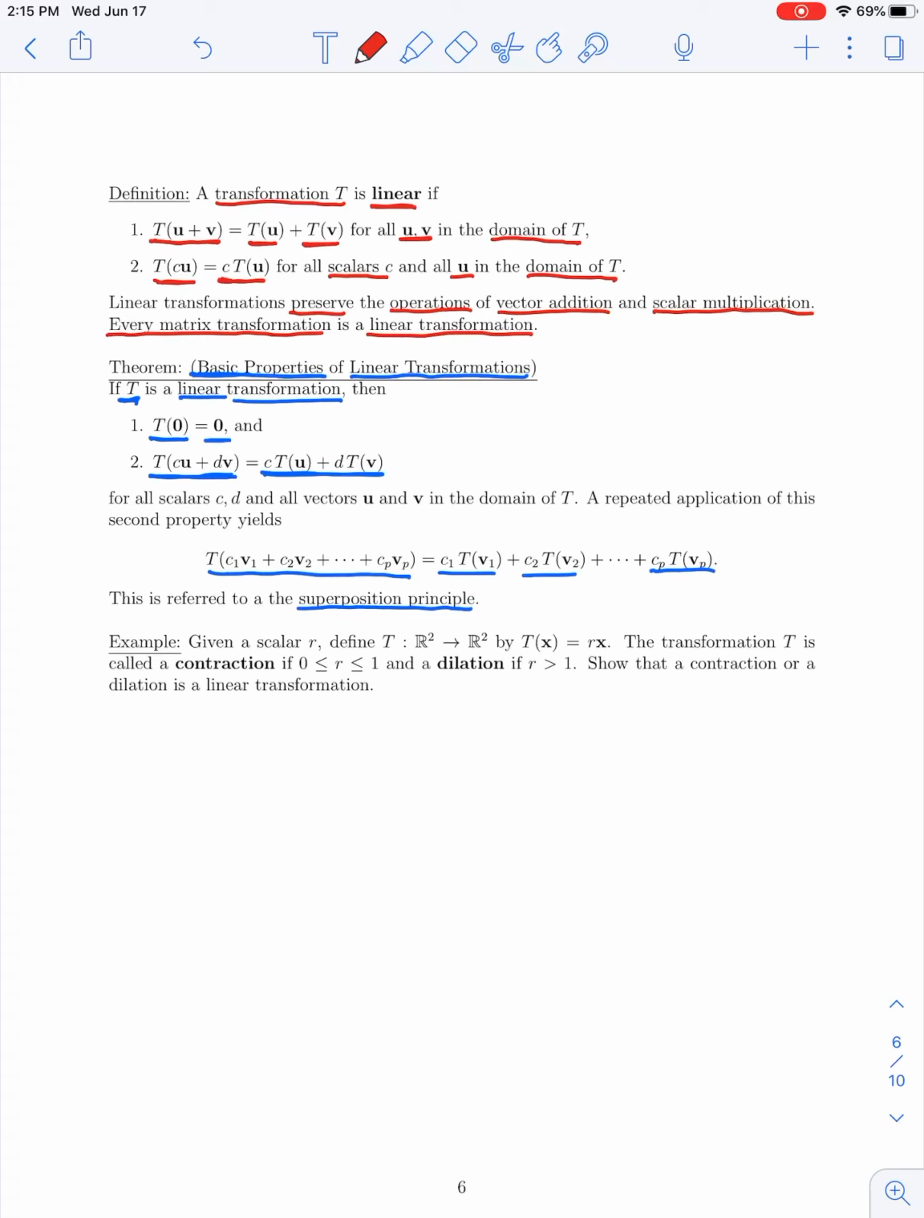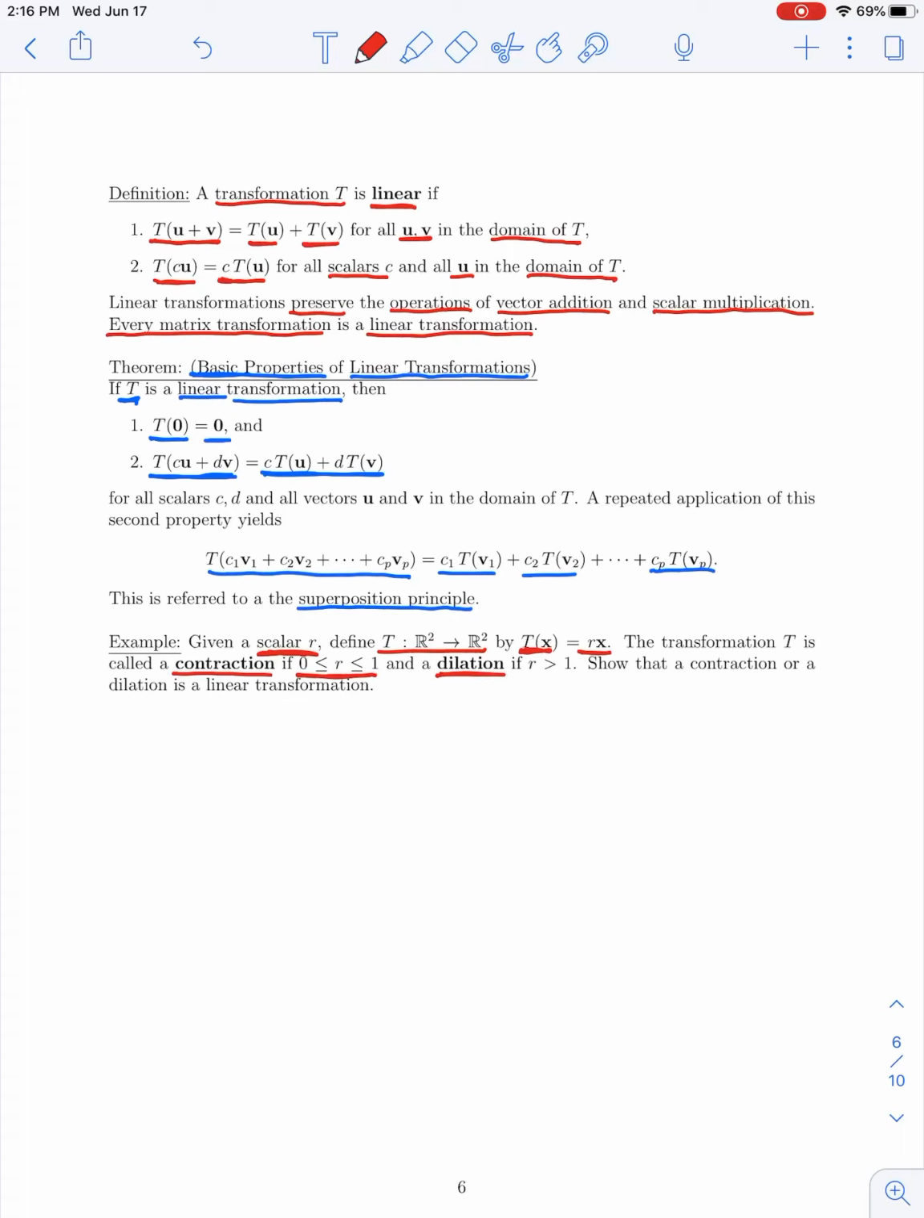So in this next one, let's suppose that we are given some scalar, that is just a number r. And we define a transformation T from the plane to itself as T of x is equal to the scalar r times x. So here our transformation, we're just taking a scalar multiple of some vector x. This sort of transformation is called a contraction if the scalar r is between 0 and 1. That is, if we're shortening or contracting the length of our vector, multiplying by a scalar between 0 and 1.